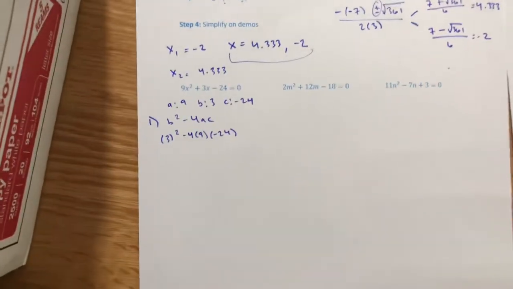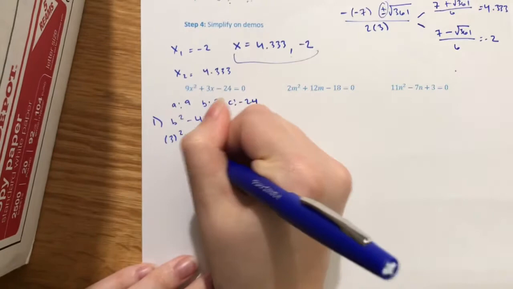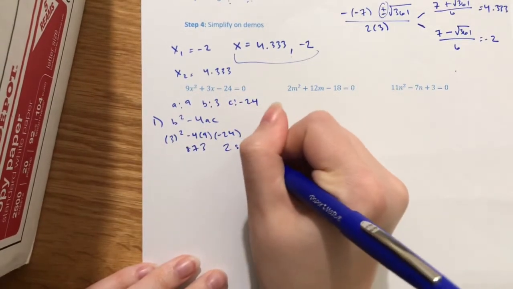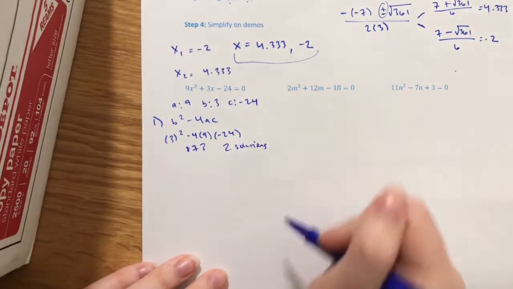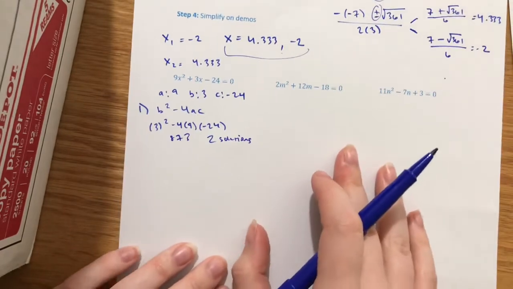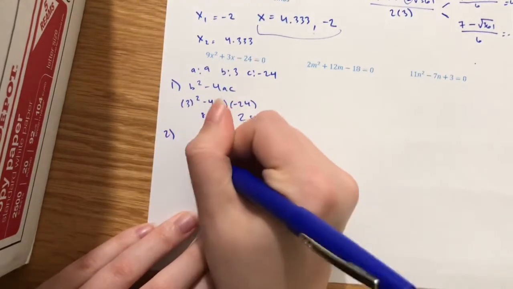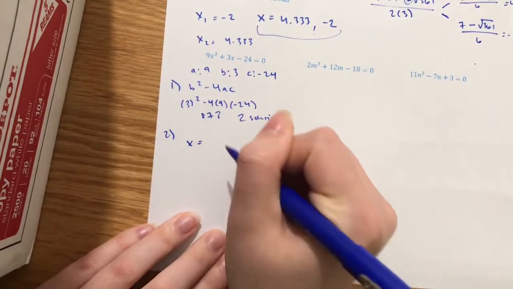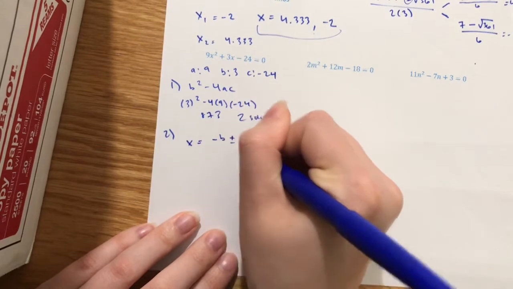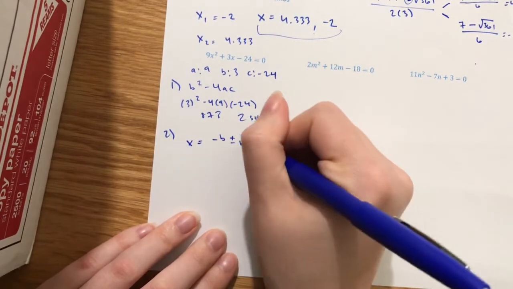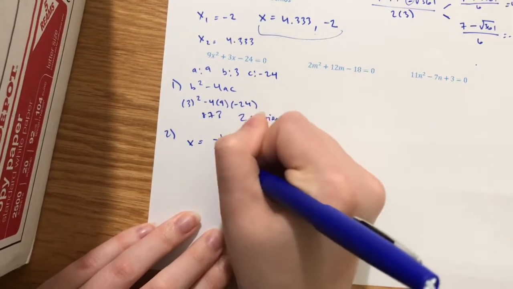So let's come down here, 873. So we got that this was 873, so there's 2 solutions because it's positive. All right, if we keep going, so now into step 2, if solutions exist, now put that into the square root. So step 2, we've got x equals negative b plus or minus the square root of 873 all over 2a.